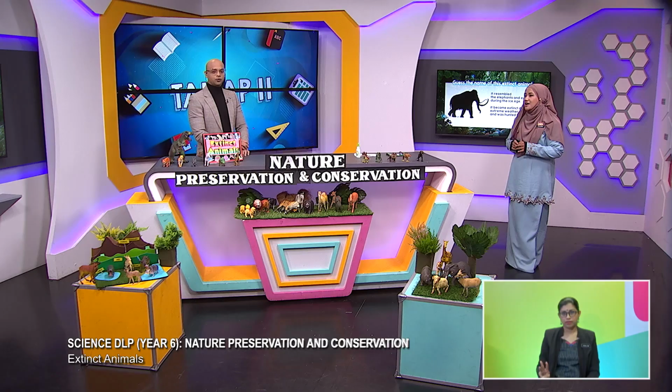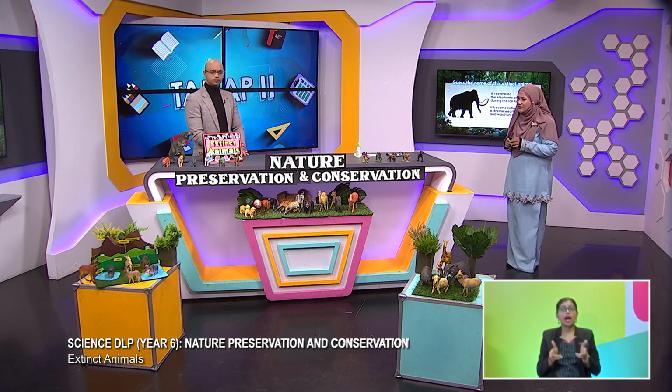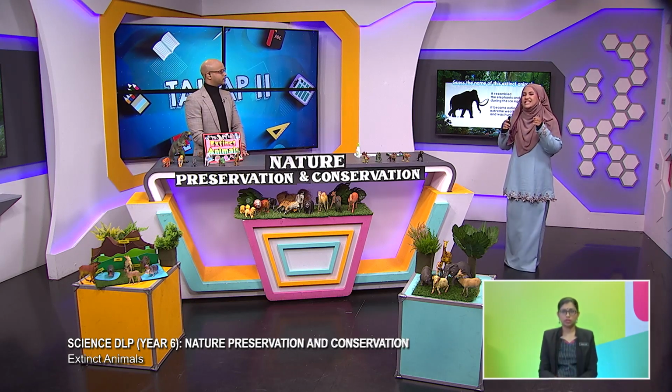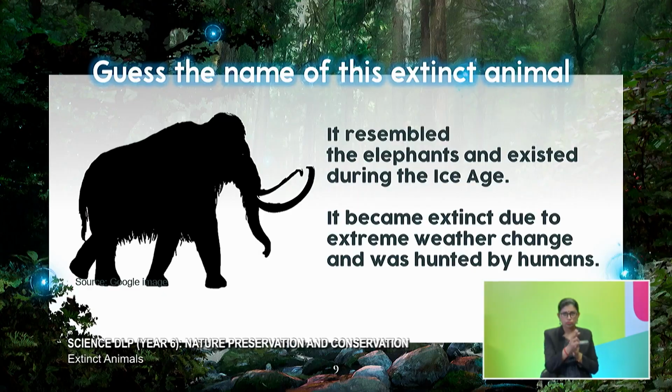If you look closely, it looks like an elephant, but its tusks are really long and curvier. And look at the body. The backbone of this animal is not as straight as the elephant's. And one more thing, look at its hair. It's a bit furry and long.